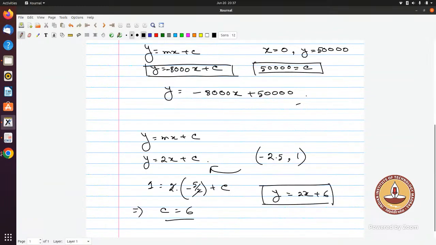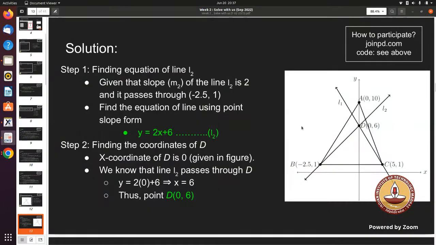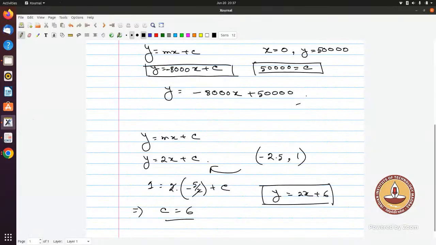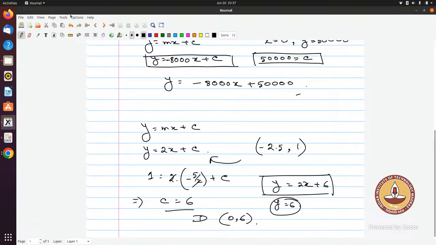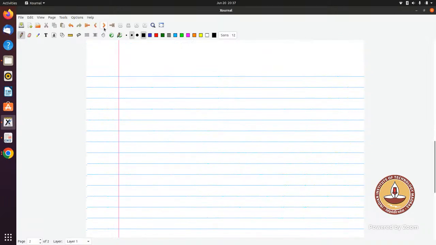Now the point D, if you see that D point is on the y-axis, so x coordinate is 0, that we know. If we put x coordinate as 0 here, y will be 6. So coordinate of D is basically 0, comma 6, not 0, comma 5. This is what we got. Is this clear to everyone? Yes, sir. Okay, fine. So D point is 0, comma 6.